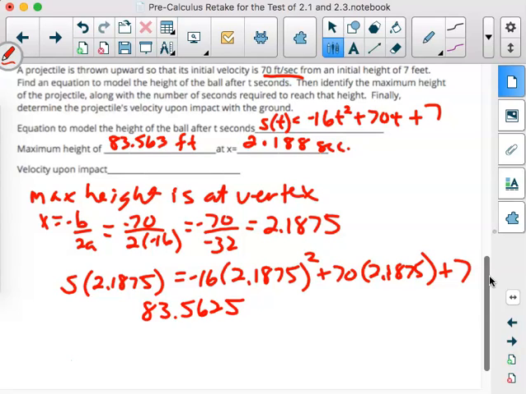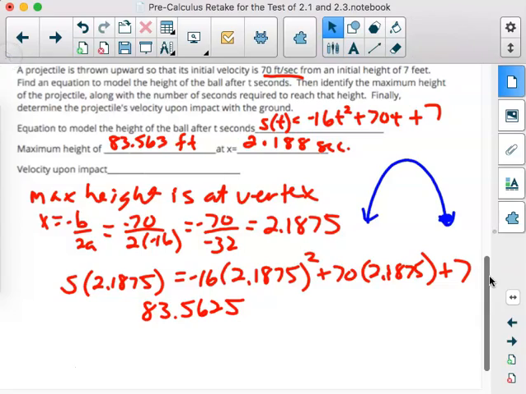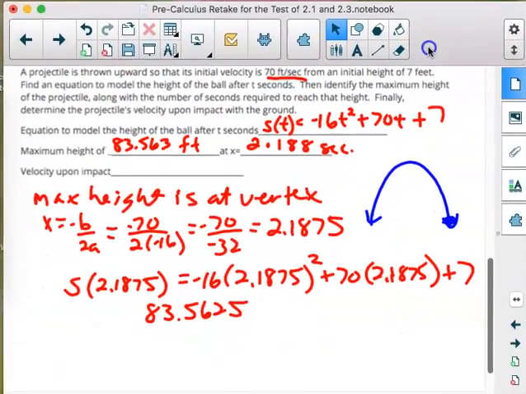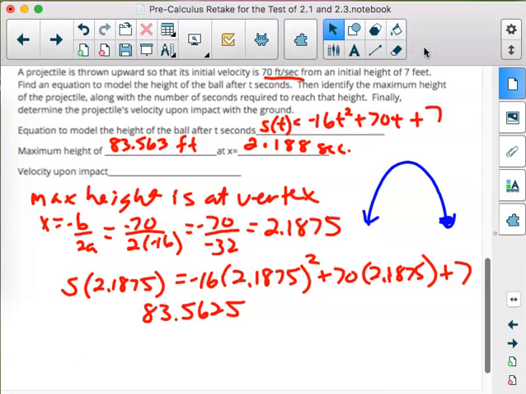Finally, determine the projectile's velocity upon impact with the ground. So here's what's happened. It's gone up and it's come back down. And I need to know right here, what is its velocity? Well, to do that, I'm either going to have to try and factor it, which it does not look like it would be pleasant, negative 16t squared plus 70t plus 7 to find the zeros, or do what we did in class, which is get our graphing calculator going, which I'm going to stop and pause this and get my TI-84 Plus up here for the smartboard.